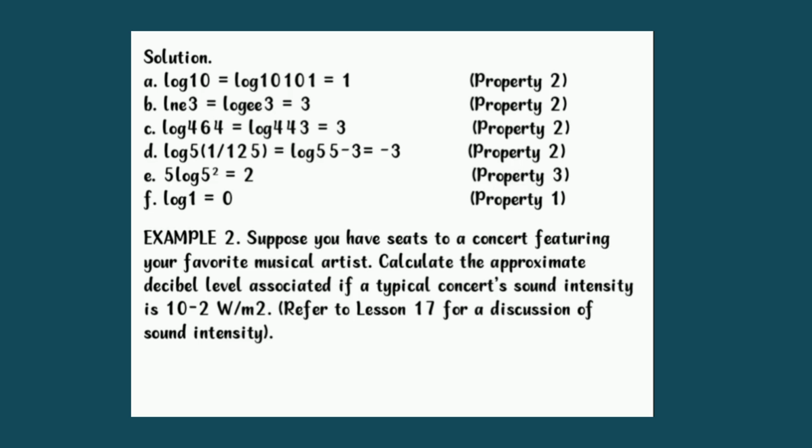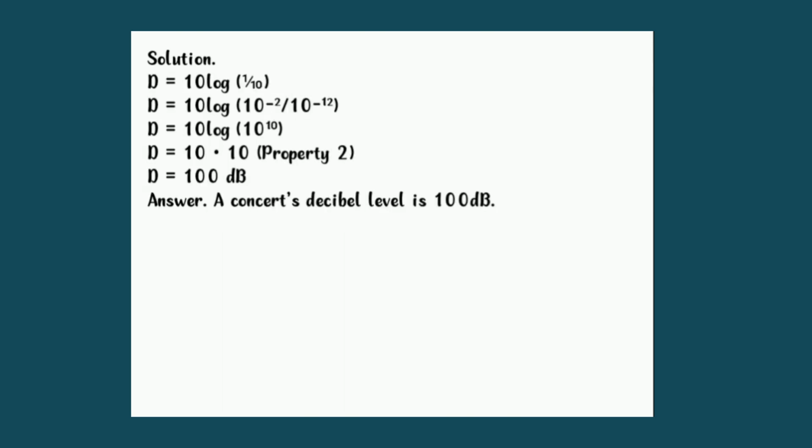Example number 2. Suppose you have seats to a concert featuring your favorite musical artist. Calculate the approximate decibel level associated with a typical concert. The sound's intensity is 10^2 watts per square meter. Refer to lesson 17 for a discussion of sound intensity. So this is our solution.